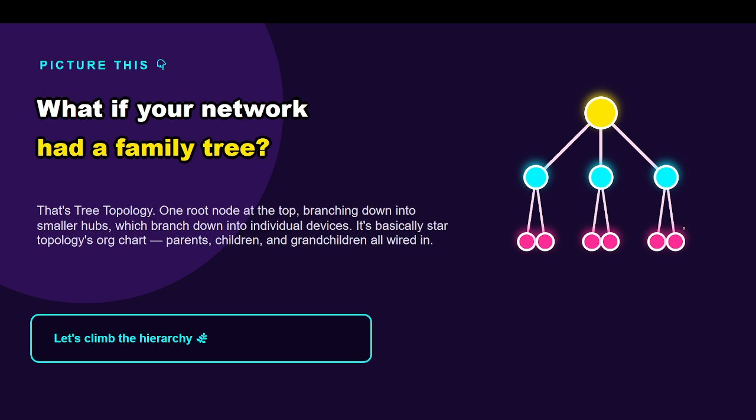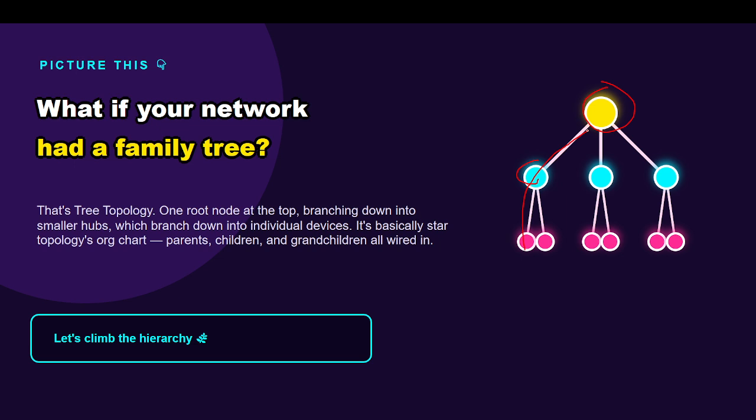As in a star, nodes in a tree are linked to a central hub that controls the traffic to the network. However, not every computer plugs into the central hub. The majority of them are connected to a secondary hub, which in turn is connected to the central hub, as shown in this figure. So this is our central hub and these are the secondary hubs. The majority are connected to the secondary hubs, and the secondary hubs are connected to the central hub.